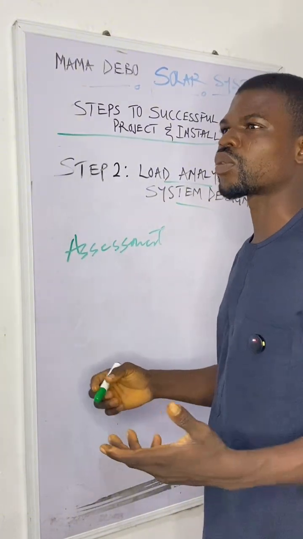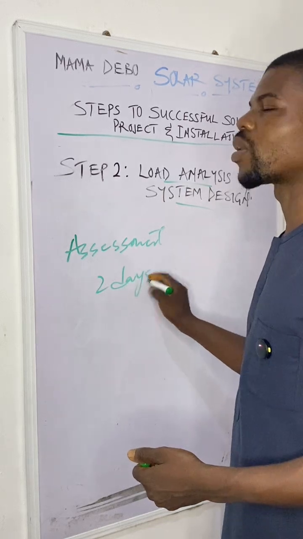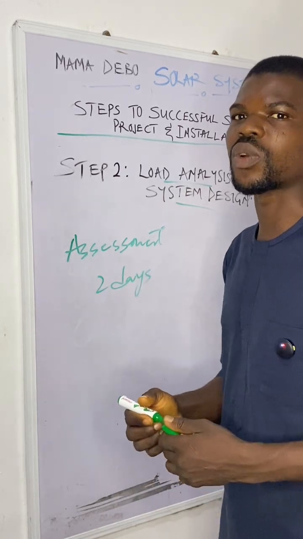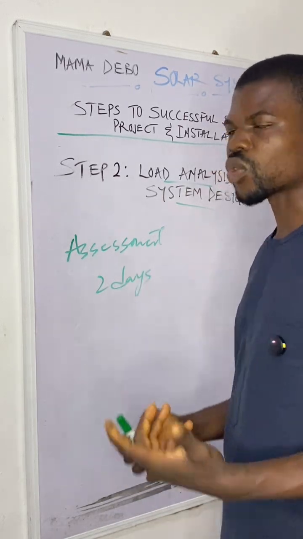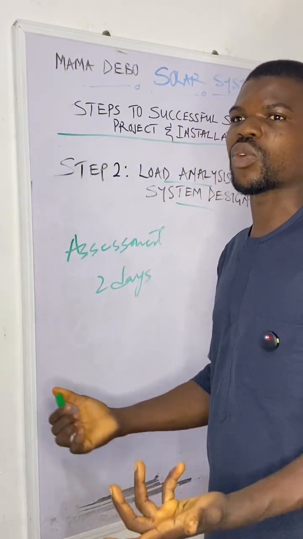That is, maybe they need a battery that can last for 2 days, if there is no sunlight, no generator, and no NEPA light. You have already discovered that. Their loads, their priority. You have already discovered their priority.